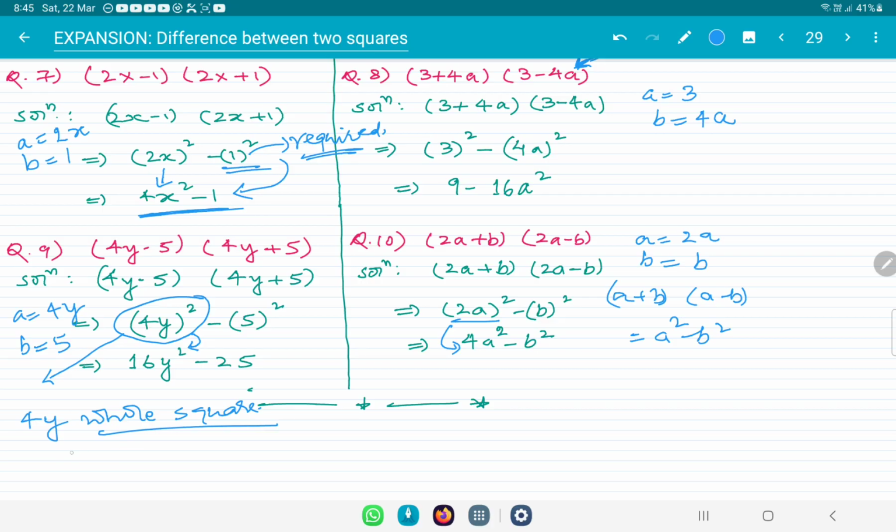Always read it as whole square. Just make it a habit, whole square, so that while writing the next step it will be correct, there will be no mistake. Okay, bye bye.